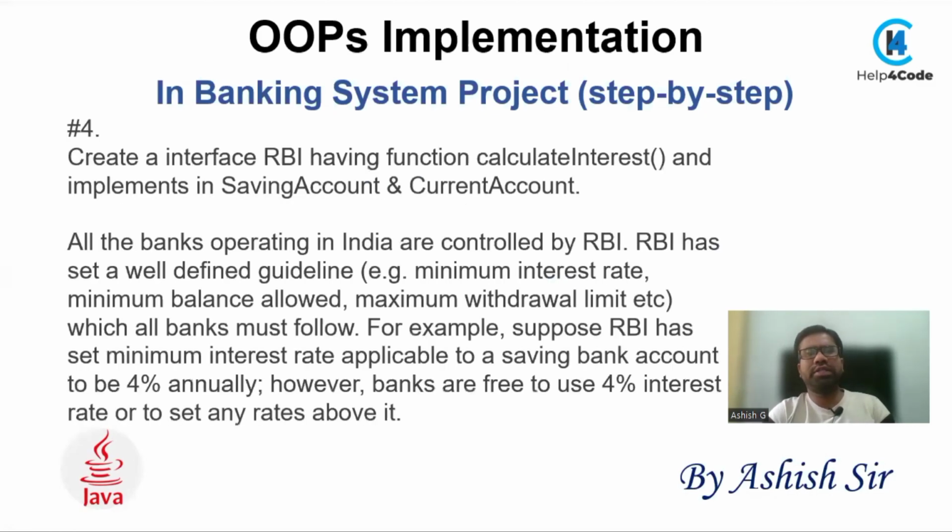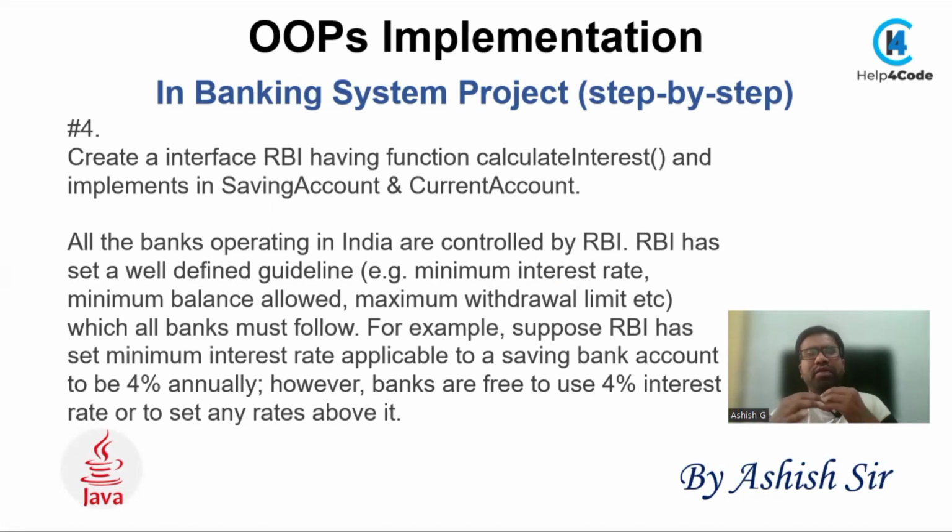Now in problem statement 4, we have to create an interface, that is the RBI interface, and the RBI interface has the calculate interest method. You know that we should go for an interface when we have multiple solutions to solve the same problem. If I have a problem and multiple solutions, then we can go for an interface.